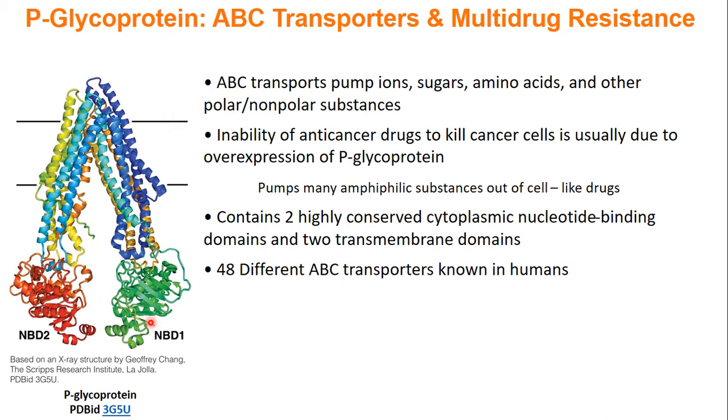you have two nucleotide binding domains. This is what's going to bind your ATP. Remember, ATP is made out of a nucleotide. In this binding, you can get a conformational change, which helps pump out your substance. And in humans, you have 48 different ABC transporters that we know of so far.